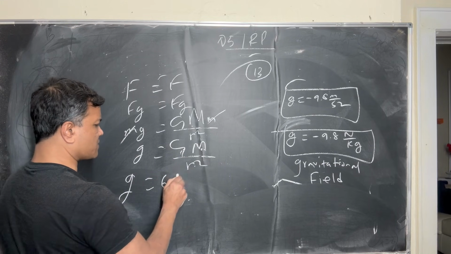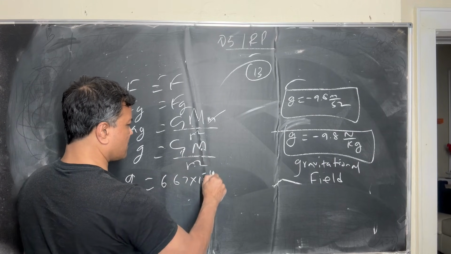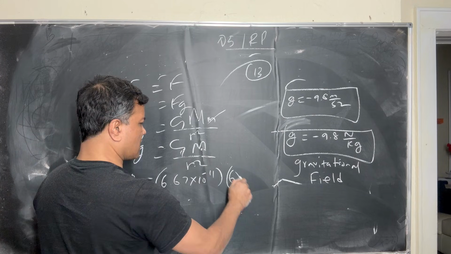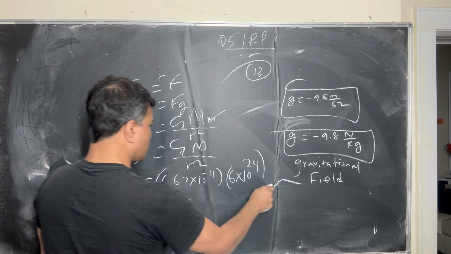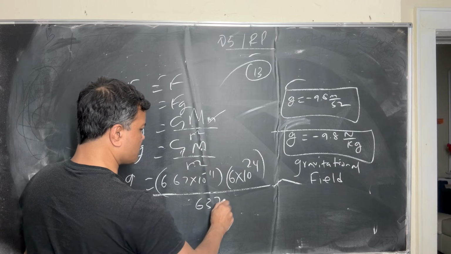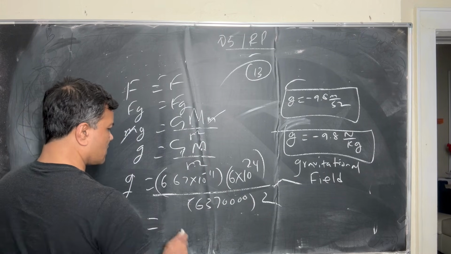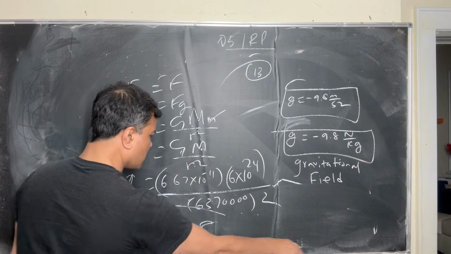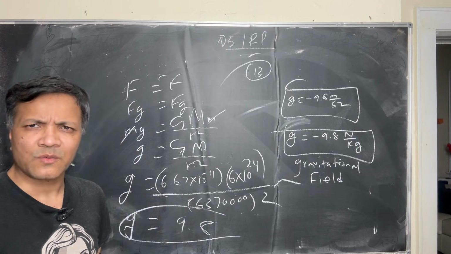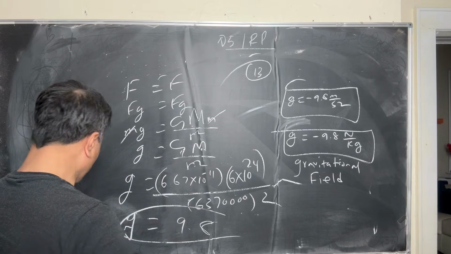So G is 6.67 times 10 raised to negative 11. M is 6 times 10 raised to 24. And R is 6,370,000 squared. So g is 9.8. We proved that. There you go. That was problem number 13. Let's go to problem 14.